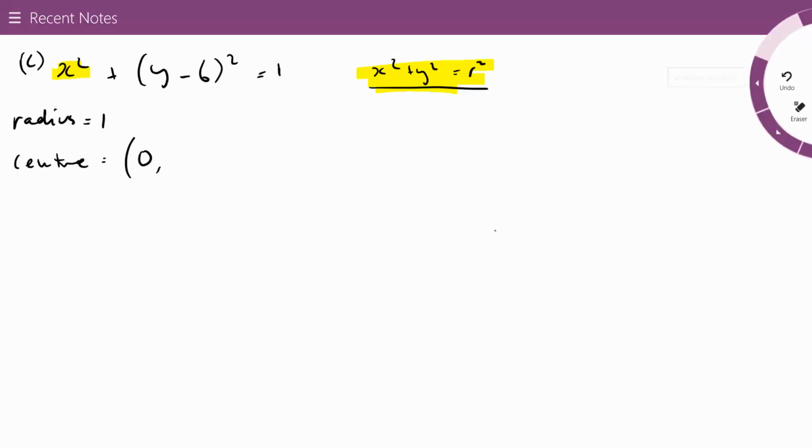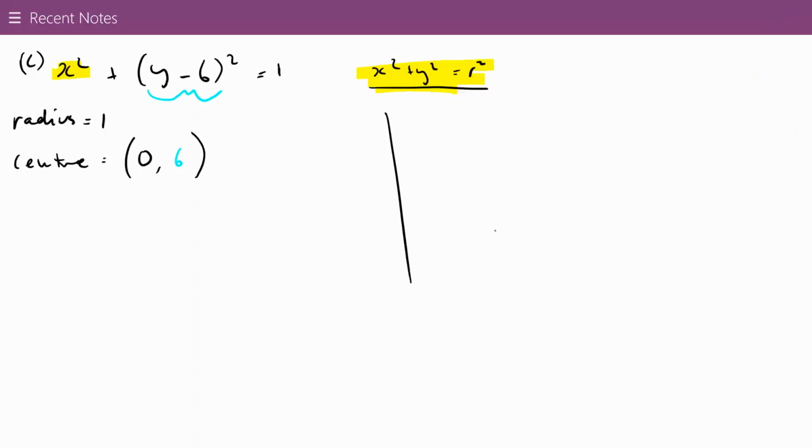Then you just think about this like we've done in the last two examples. What minus 6 gives me 0? 6 minus 6 gives me 0. So that is at the center, 0, 6. So, quick sketch. 0, 6 is up here. It's going to go like that, where the radius is 1. Everywhere you go, it's 1, 1, and so on. The radius is 1 no matter where you go around the circle.